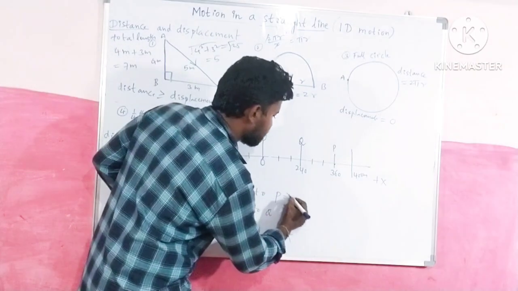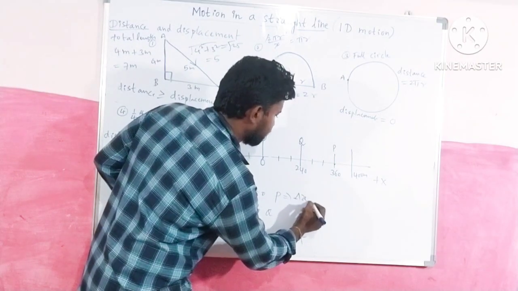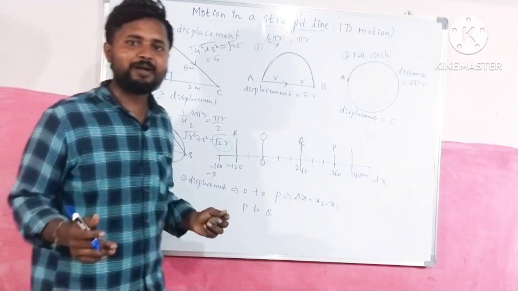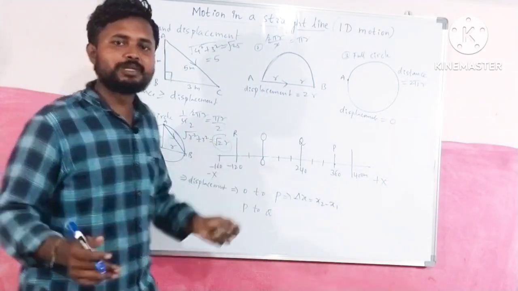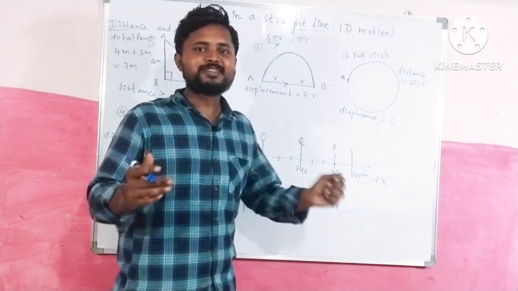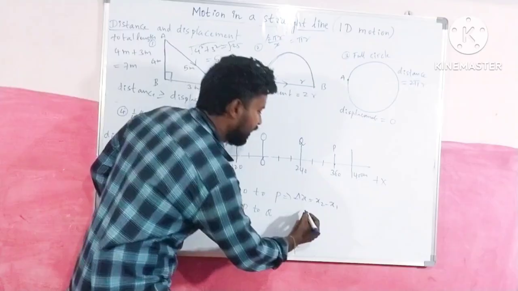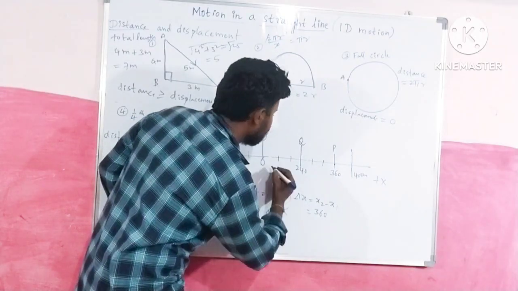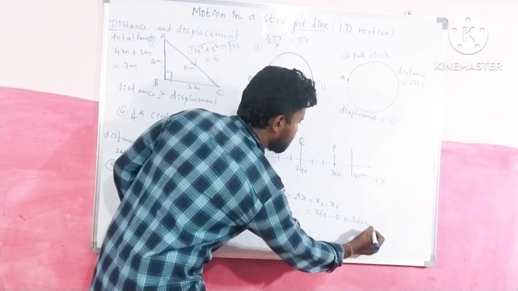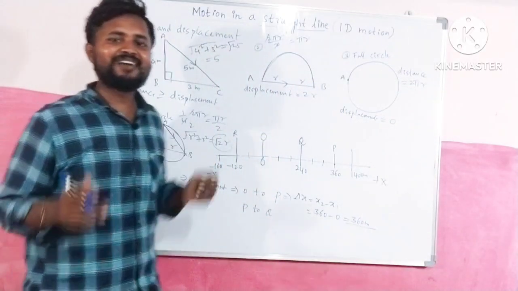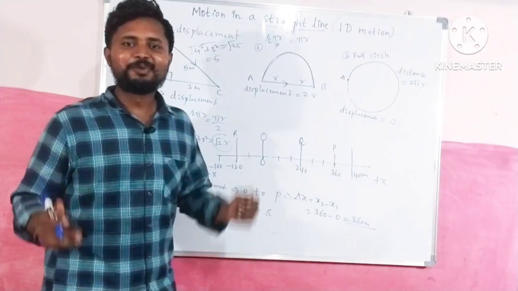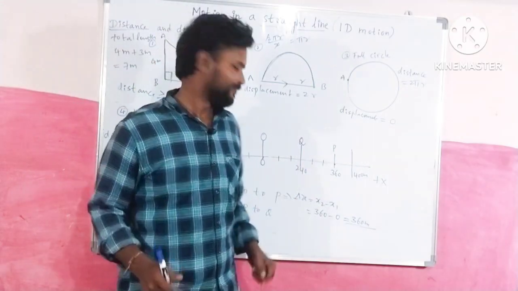What is the displacement in this case? Displacement is delta x equals x2 minus x1, where x2 is the final position of the body and x1 is the initial position of the body. Here the final position is 360, the initial position is 0. So 360 minus 0, 360 meters is the displacement of the body when it is moving from O to P.